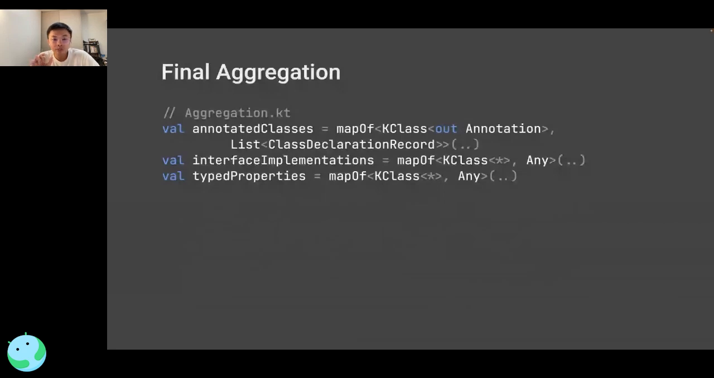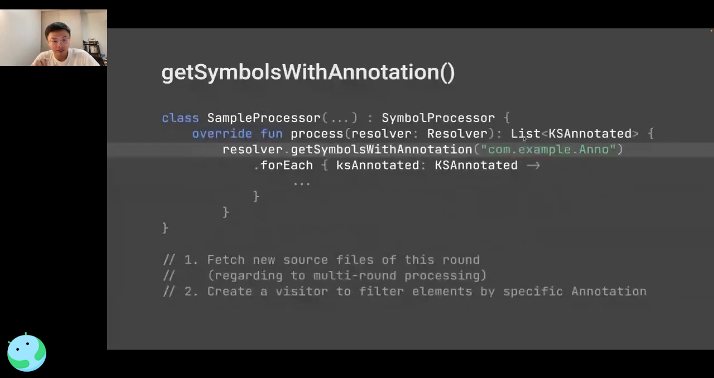A quick review of what people usually do in KSP here. So look at the highlighted code. The resolver.getSymbolsWithAnnotation is a common API that we use in a KSP processor. But if we dive into the implementation of this function, it contains two steps. First, it fetches new files of this round. Second, it creates a visitor to filter elements by specific annotation.